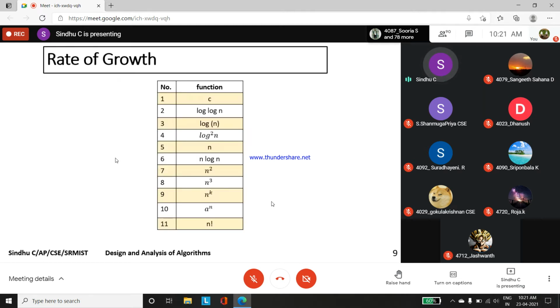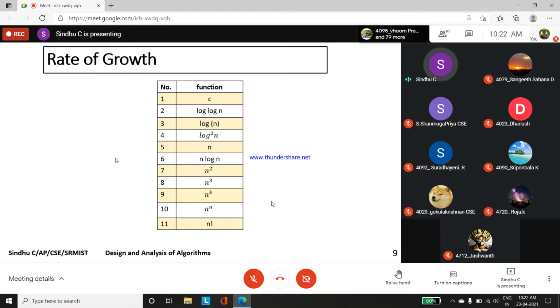Next is rate of growth. When we talk about time, an algorithm can run in constant time. An algorithm can also run in terms of its input size. If I have 100 students, I'm processing the data of 100 students to calculate their rank. And say if it is a university and we have thousands of students, based on the size, the time of that algorithm increases.